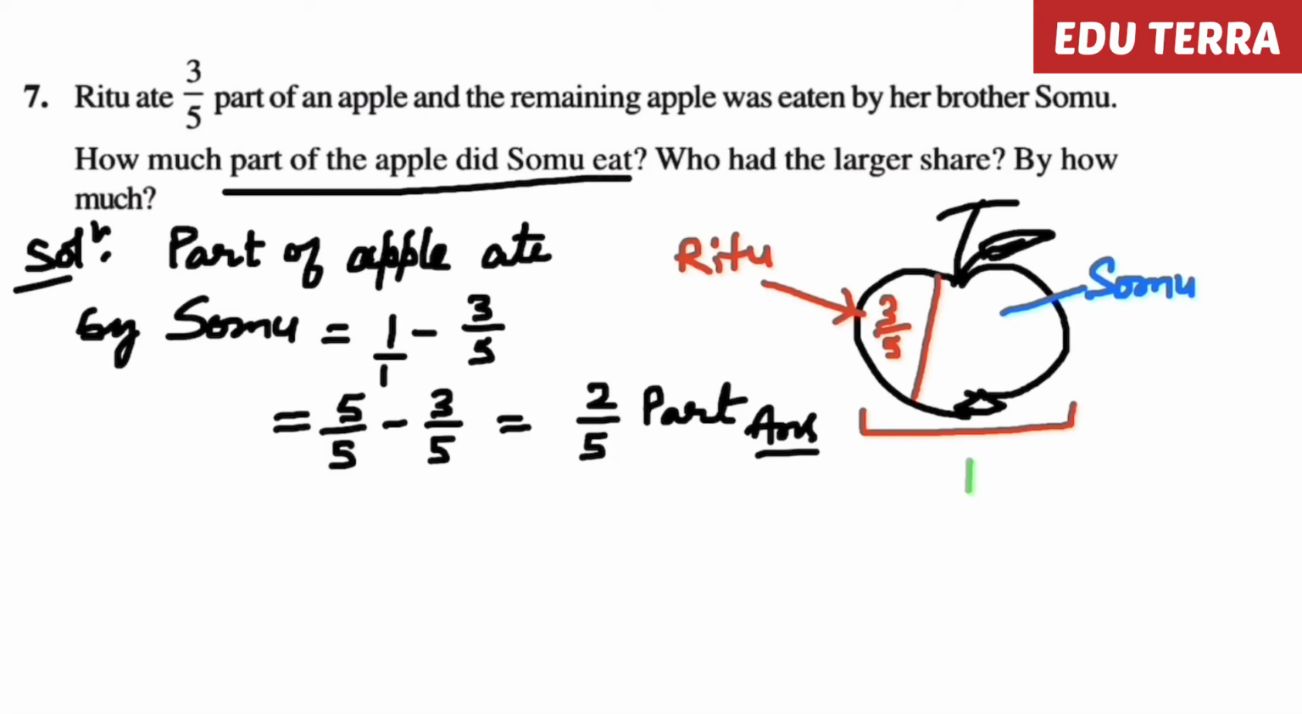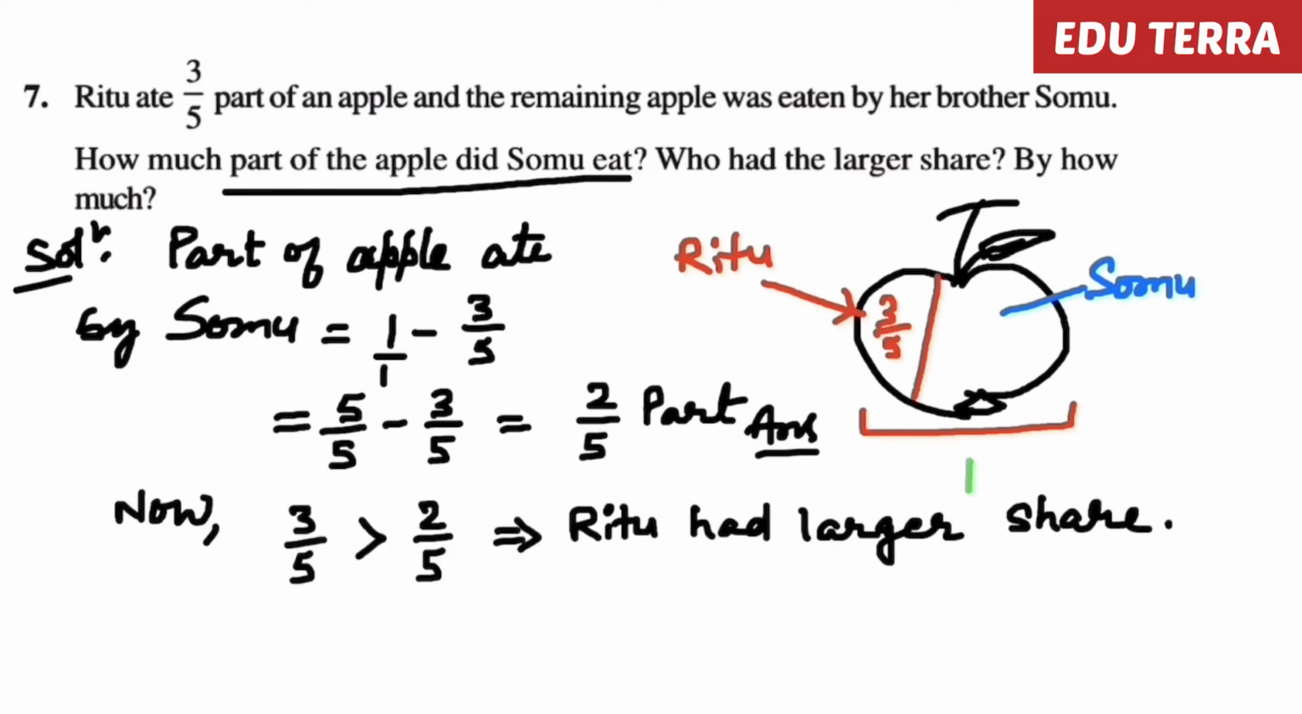Okay. Who had the larger part? Now it means we have to compare 3 by 5 and 2 by 5. We know if denominators are equal, then the fraction with the greater numerator will be greater. So Ritu had the larger share. Now in the last, by how much? How much means just we will subtract Somu's portion from Ritu's. So 3 by 5 minus 2 by 5 equals 1 by 5. It means 1 by 5 part.